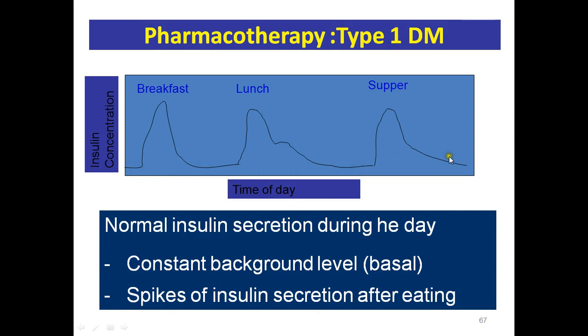The line is not apparent here, it is not showing in this graph's projection, but you can think that there is this basal insulin, it stays like that throughout the day. So to maintain that level of insulin, you give the long acting insulin to the patient.